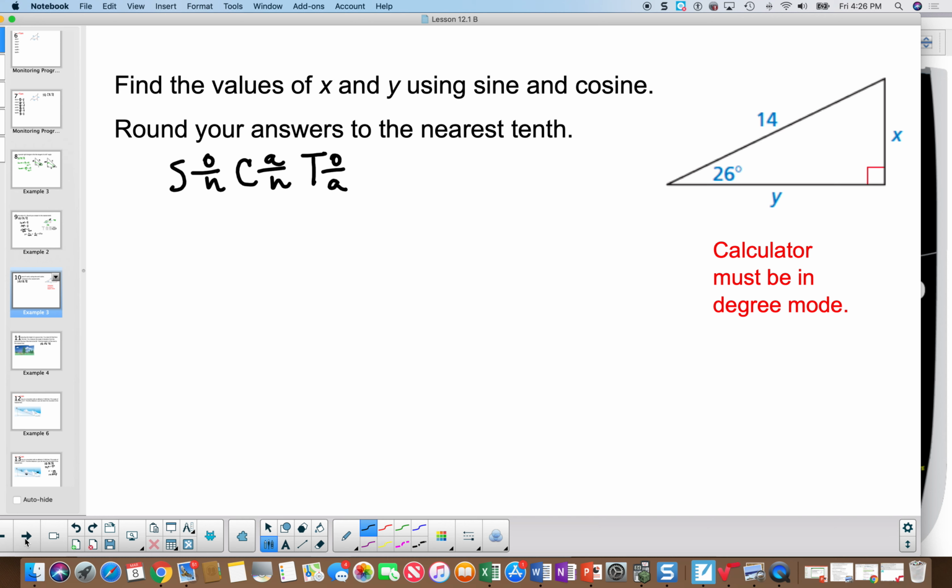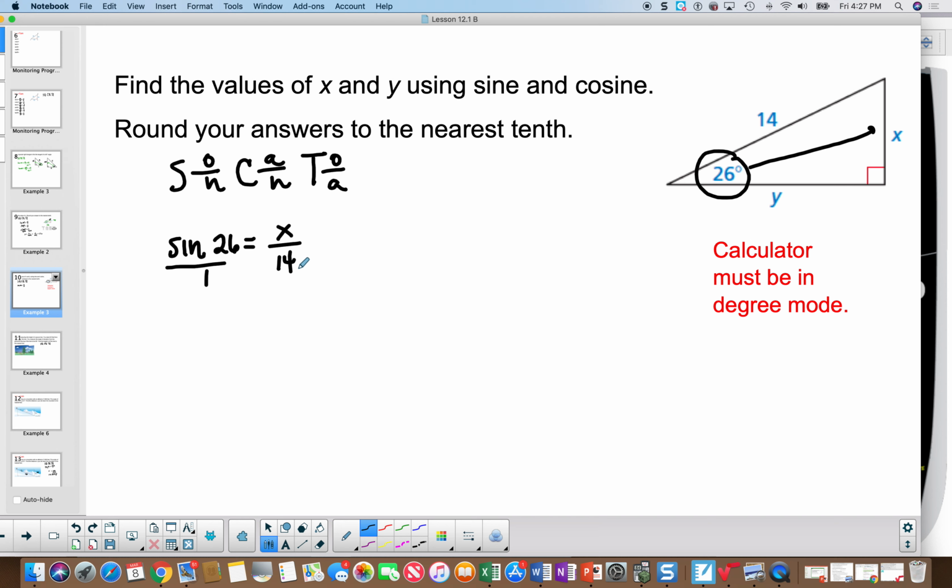Okay, let's go ahead and take a look at finding the sine and cosine of this. We're going to now use our calculator instead of a table. I'm going to use 26 here, and I'm going to use the opposite leg and then the hypotenuse. I don't want to use y, I want to use one variable. So this is going to be the sine of 26 degrees is equal to x over 14. I'm not going to go to the calculator yet.